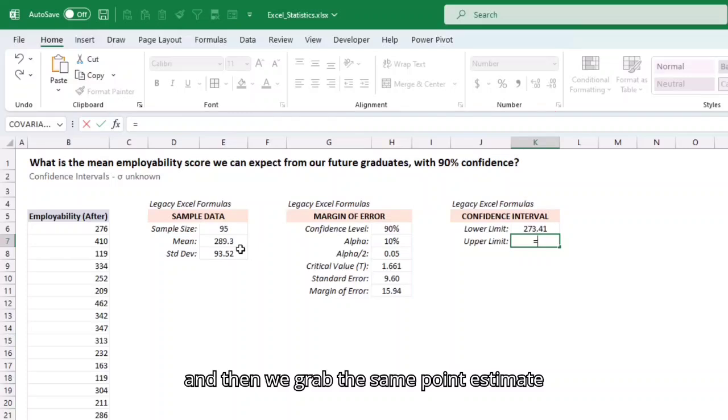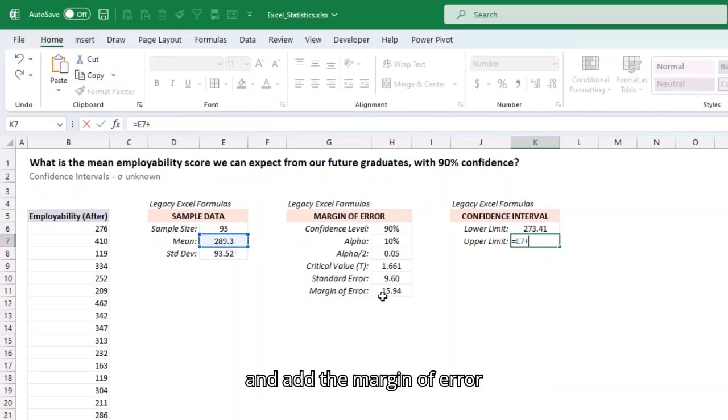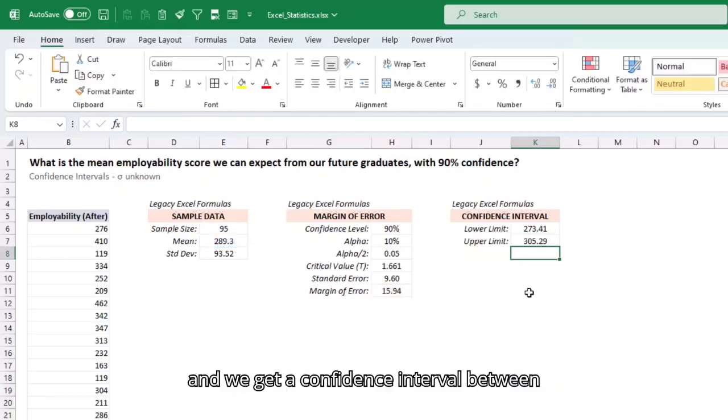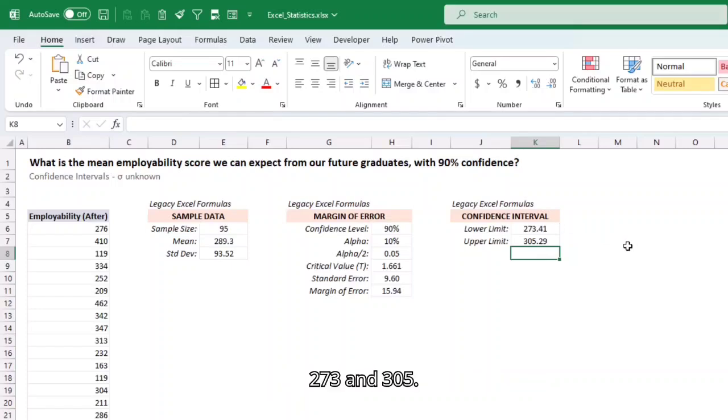So for the confidence interval, we just grab our point estimate, subtract our margin of error, and then we grab the same point estimate and add the margin of error, and we get a confidence interval between 273 and 305. So that's where we can expect the true average of these employability scores to be with 90% confidence.